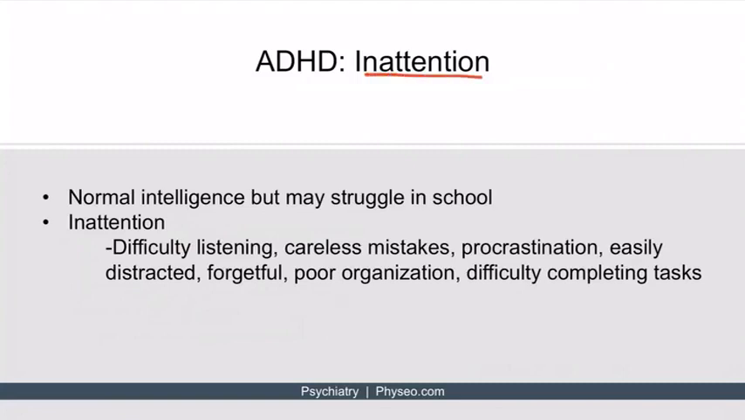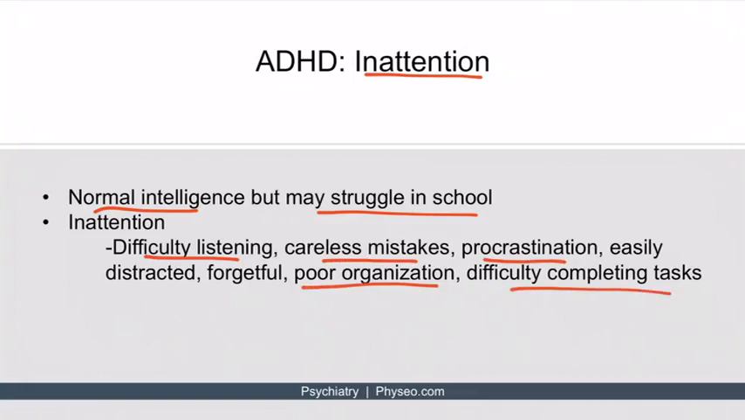Children with ADHD generally have normal measures of intelligence, but can struggle in school and have developmental delays due to the disruptive effects of inattention and restlessness. So they may struggle in school despite normal intelligence. A description of a child with symptoms of inattention may include apparent difficulty listening, careless mistakes, procrastination, becoming easily distracted or forgetful, having poor organization, or having difficulty completing tasks.